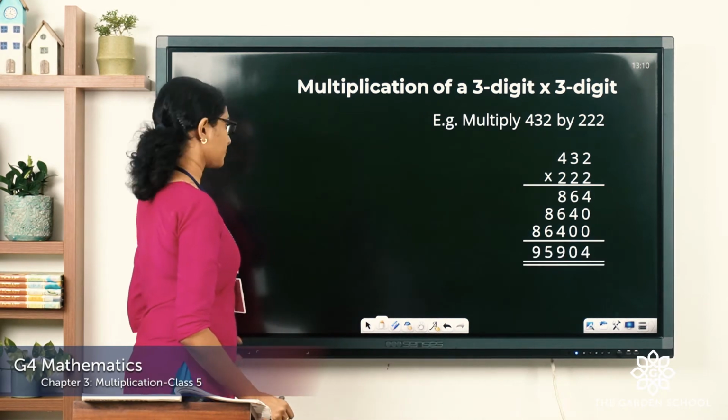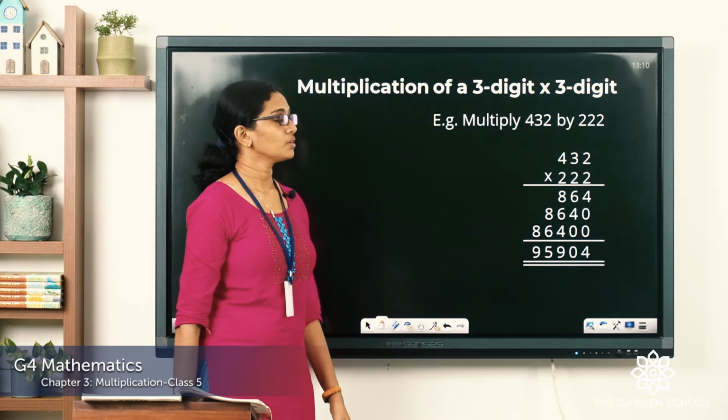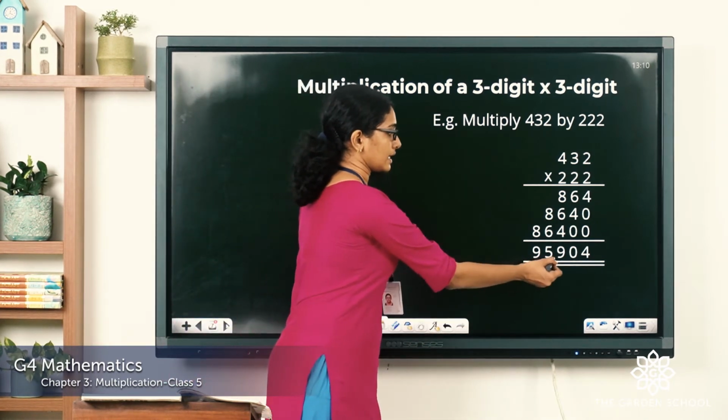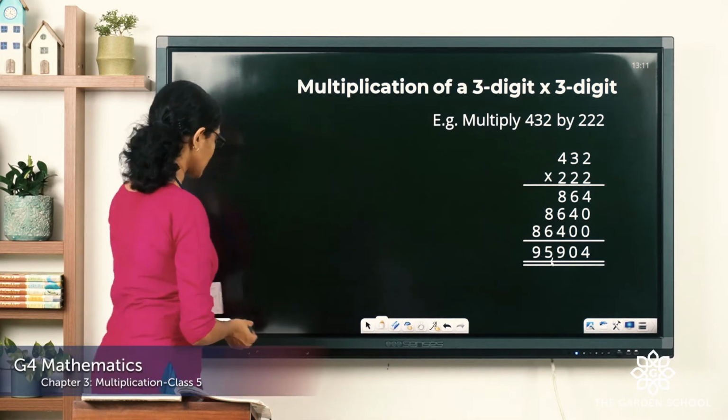So what is the product? The final product of 432 into 222 is 95,904. I hope you are clear with this.